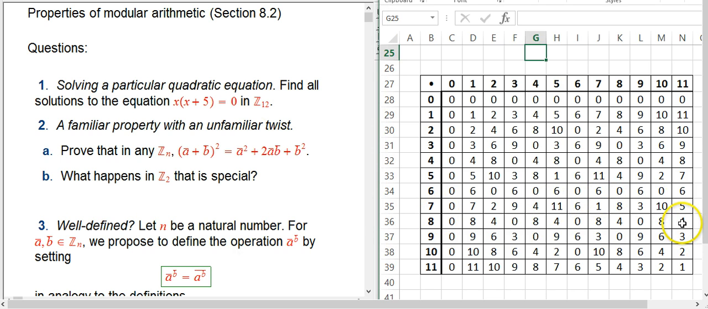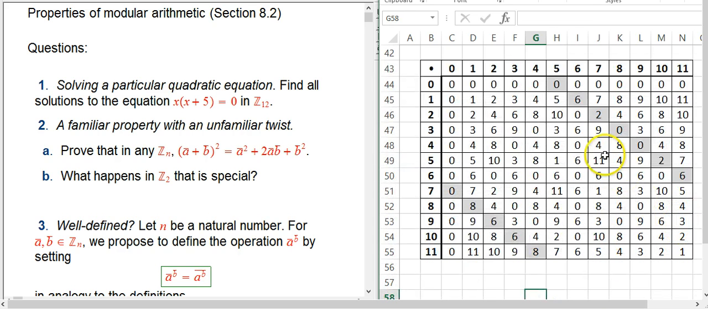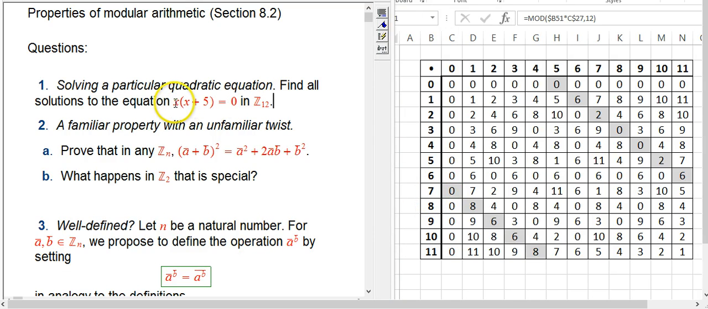So one thing I did was I made a new version of the table where I just looked at all the pairs x and x plus 5. So if x is 0, x plus 5 is 5. If x is 1, x plus 5 is 6, etc. You can see that it stair steps down and then wraps around, which makes sense because you can think of modular arithmetic as living on a circle. So if x is 7, 7 plus 5 is going to be 12. Well, that's really 0 in Z mod 12. So that's why I've highlighted that.